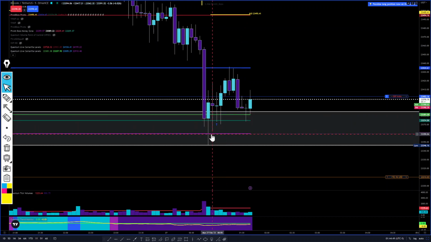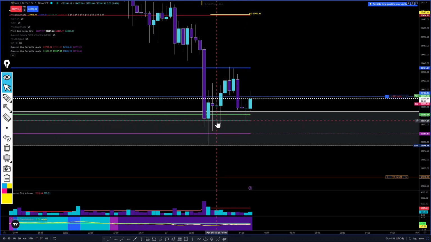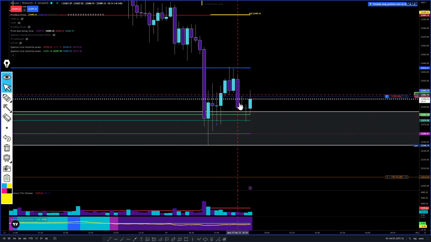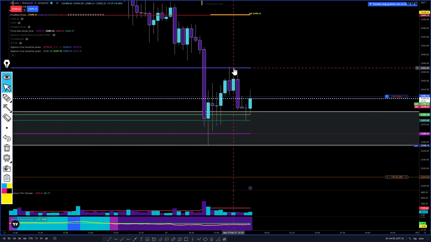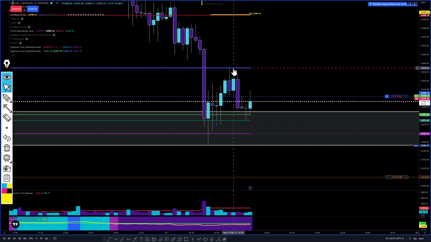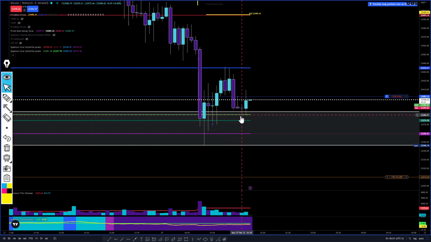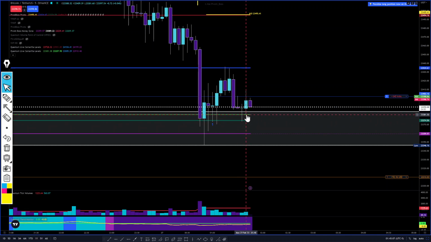Got the value area high test, got the bottom central pivot test, came back up, found rejection here at the pivot level. So we came back and we're testing bottom central pivot again, and now we're testing Camarilla S3, right?